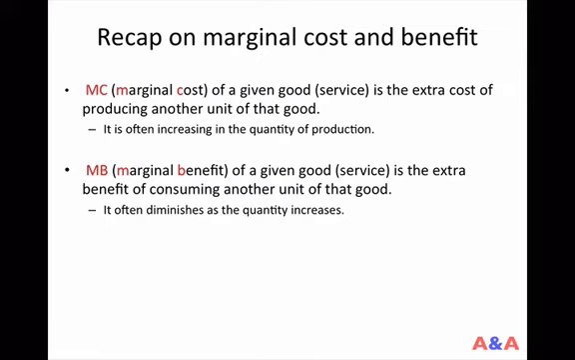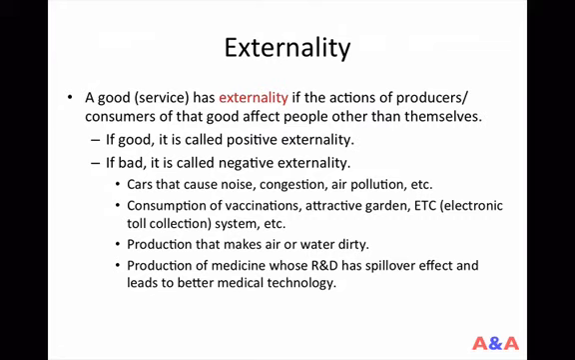For the third pizza, probably my willingness to pay is just £3. Because by the time I get the third pizza, probably I feel tired of pizza. In this way, the marginal benefit diminishes as the quantity increases. We'll come back to marginal cost and marginal benefit later. Let's move on to externality.